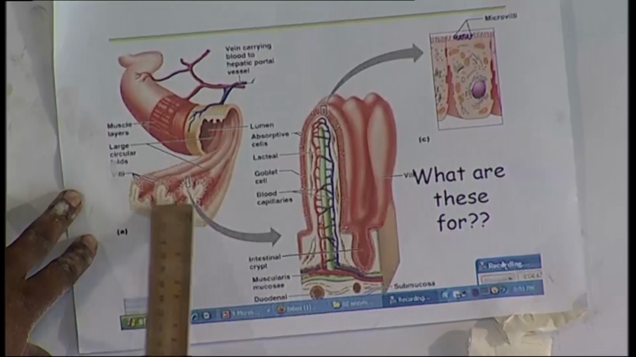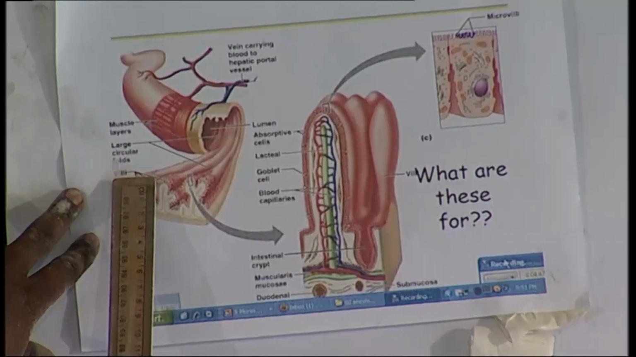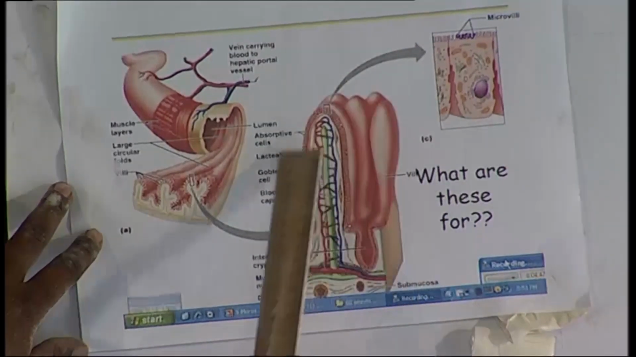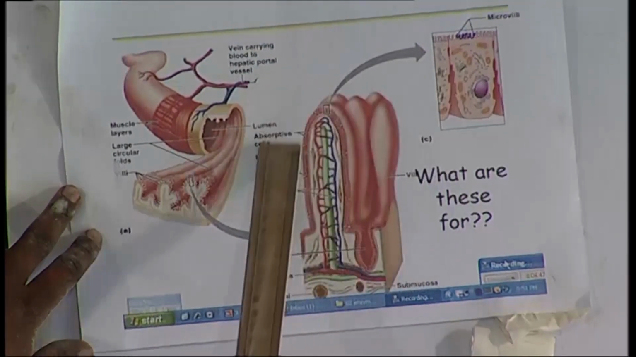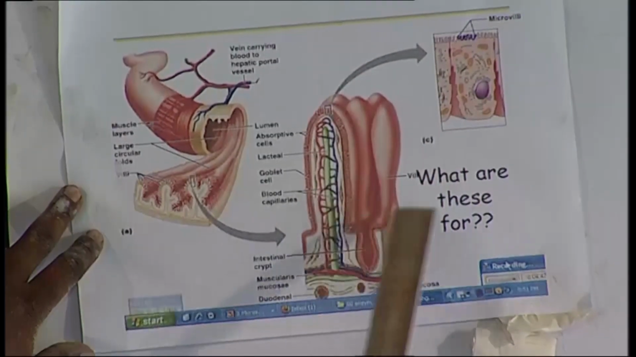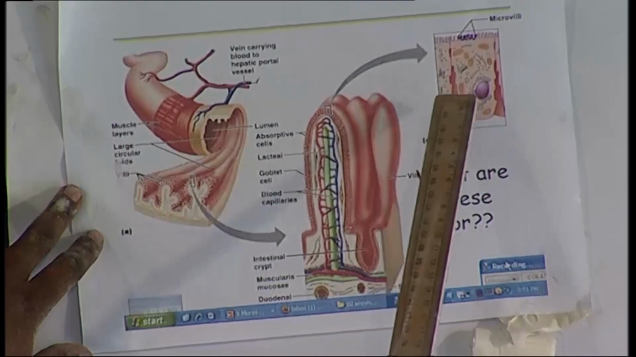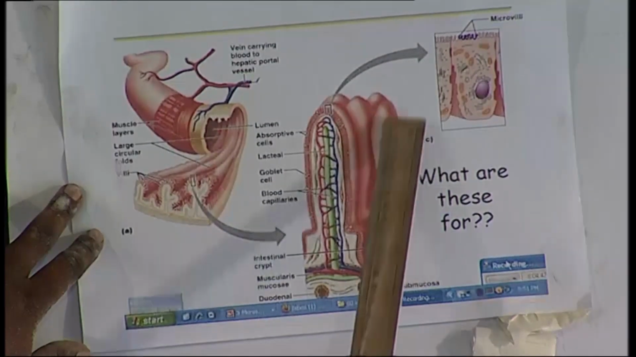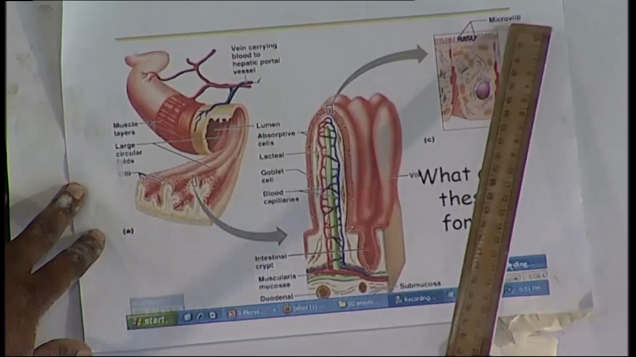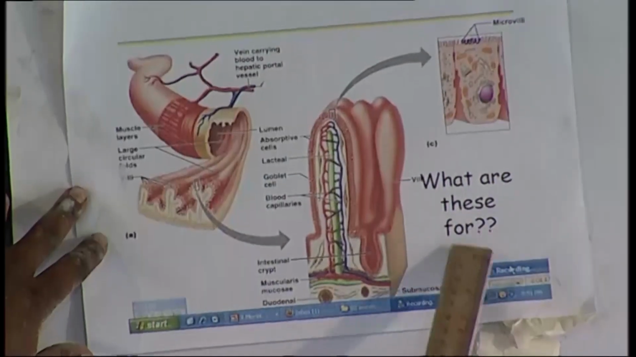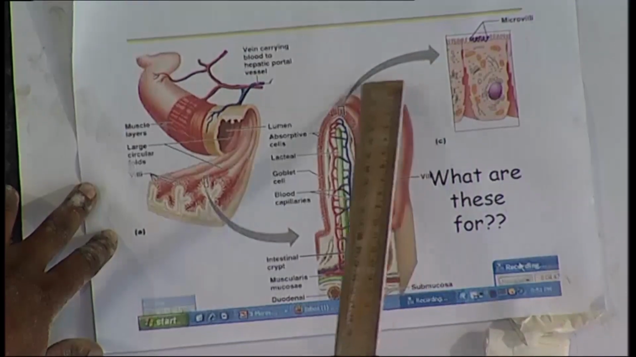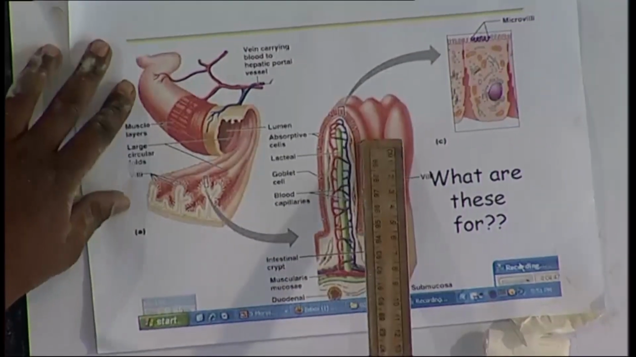We have these finger-like structures, which are called the villi. When it is one, it is called a villus. In our small intestine, there are millions of villi, and these finger-like structures help the process of absorption. On the villi, you also have microvilli. These microvilli also play a role in absorption.